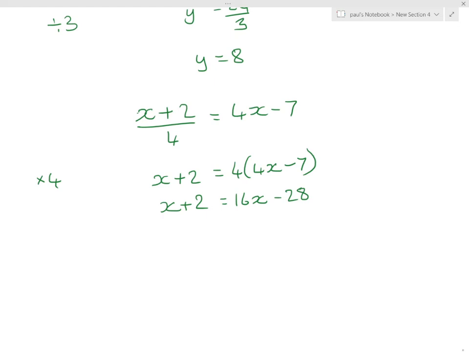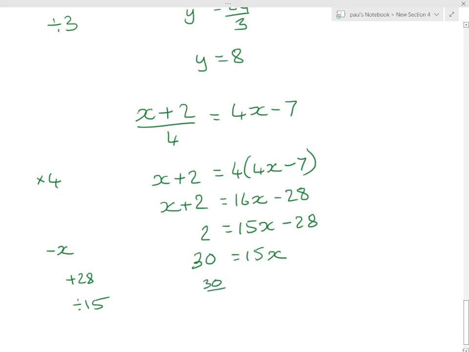I've got x's on both sides. So I've had fractions, I've had brackets, and now I've got x's on both sides. So I'm just going to take away one x. That leaves 2 equals 15x minus 28. I'm going to add 28, sorry. So that will be just 15x on that side. 28 onto that is 30. And then divide by 15. So 30 divided by 15 equals x, which is 2. x equals 2.